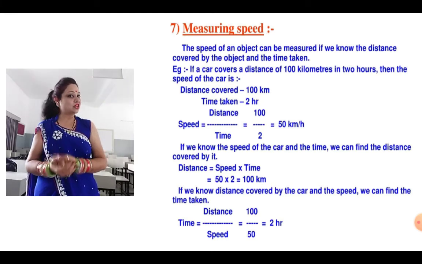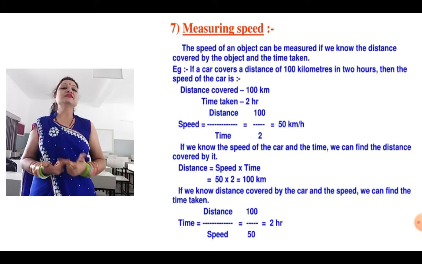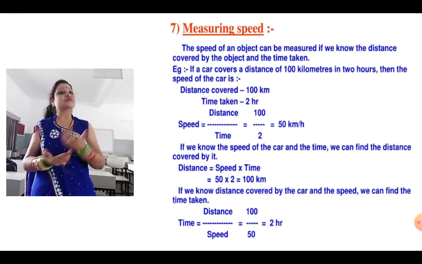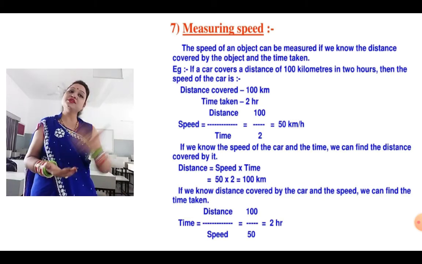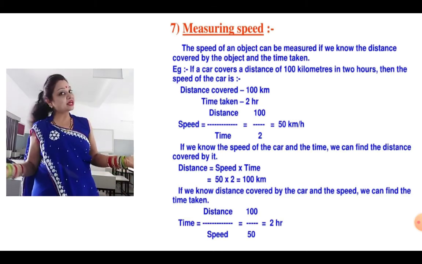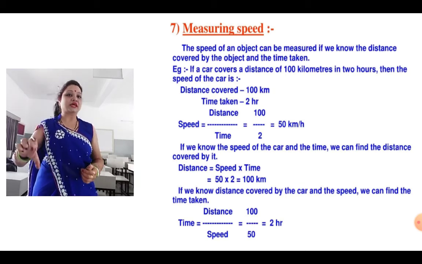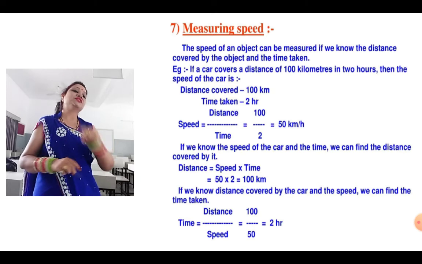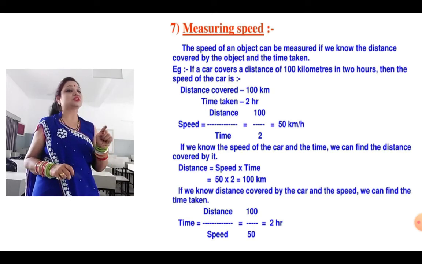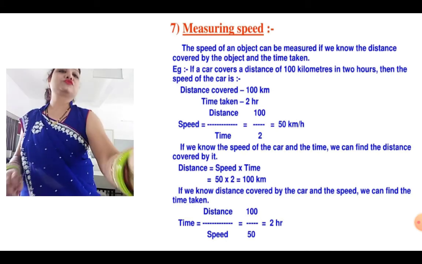So if we have to calculate the time, we will take the distance, that is 100 kilometers, and the speed, that is 50, which we have calculated. So what time will come? 2 hours. As you already know the time, our answer is correct. So very simply, if you have two things in your hand, you can calculate the third one by the single formula. Just by changing the places, you can have the formula for calculating distance and time also.